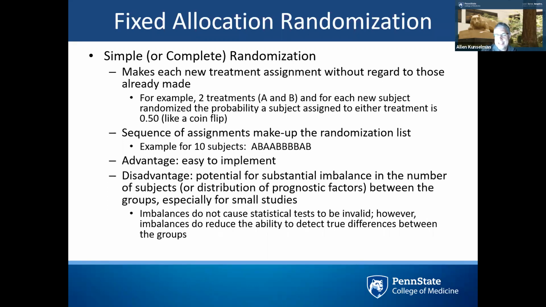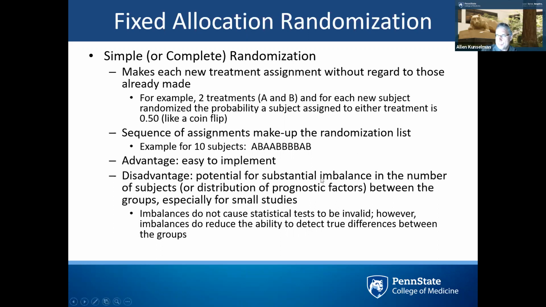An advantage of this is it's a very easy randomization scheme to implement. The disadvantage is you have the potential for substantial imbalance in the number of subjects, or, as we'll talk about a little bit, in the distribution of prognostic factors between the groups, especially for small studies. And these imbalances do not mean a statistical test will be invalid. For example, if you plan to do a 2-sample t-test to test the difference in means between your 2 groups, that's still a valid statistical test. However, the imbalances do reduce the ability to detect a true difference. Basically, you're reducing the power of your study, which we'll get into in the second topic, sample size estimation.